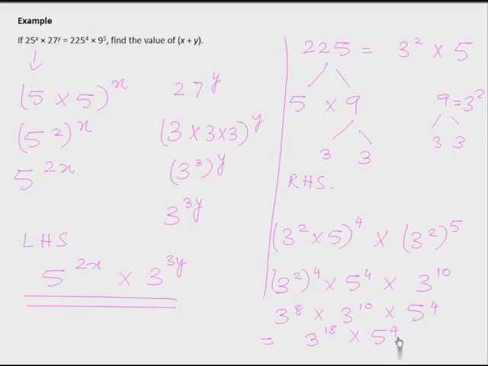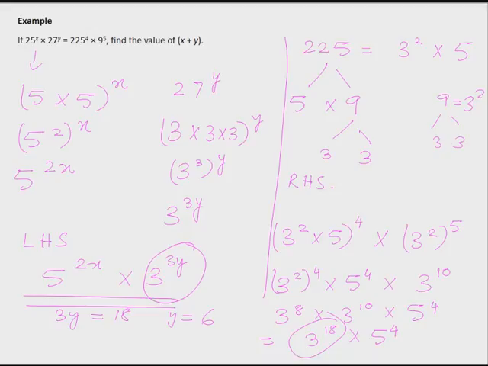Now we're pretty much done. The left hand side is expressed as a product of primes. The right hand side is expressed as a product of primes. The two sides are equal. Since we know that there's a unique factorization into primes, if there's a prime 3, then 3 should occur the same number of times in the left hand side and the right hand side, which tells me that 3y must equal 18, or y is equal to 6.